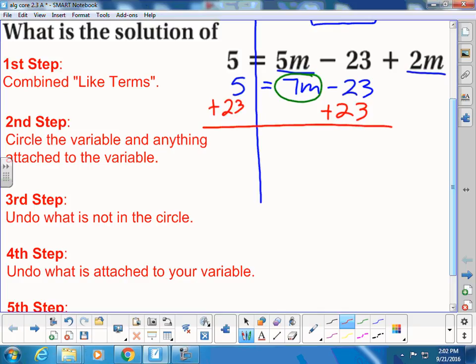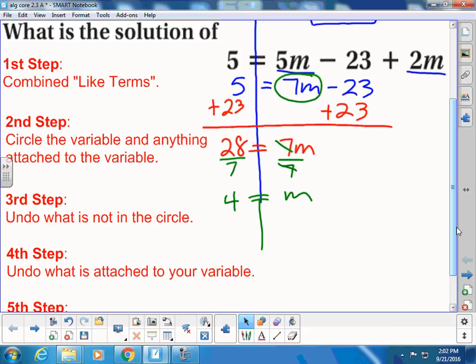And when I do that, I have 23 plus 5, which is 28, equals 7m. And that 7m means 7 times m. So to undo a multiplication, I have to do division. So I'm going to divide both sides by 7. Those two cancel out. We have m on the right, and 28 divided by 7 is 4. So our answer is m equals 4.